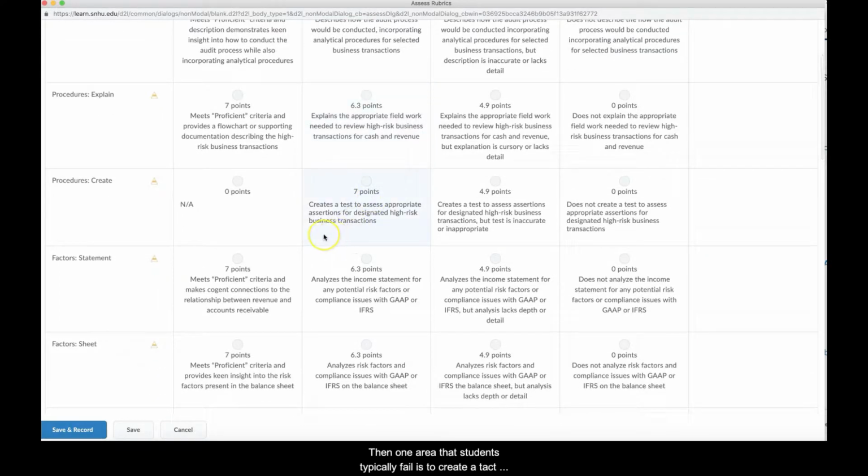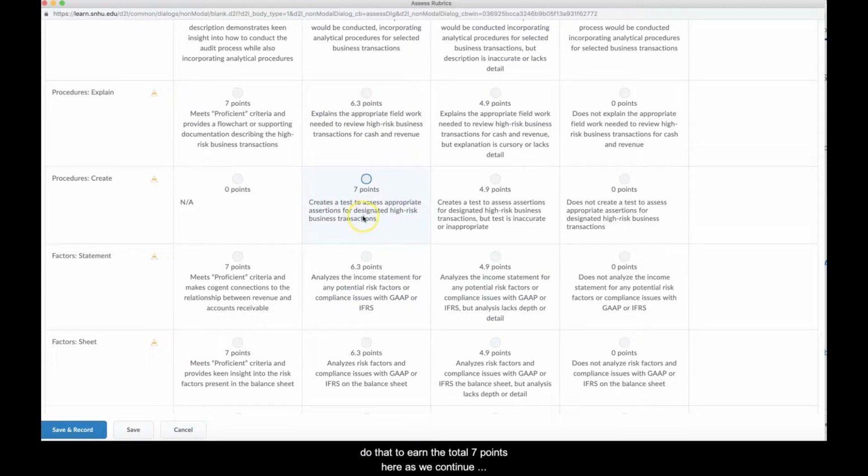documentation. Then one area that students typically fail is to create a test. So in this case, you do have to create a substantive test of detail or a substantive test of transaction. So make sure you do that to earn the total 7 points here.